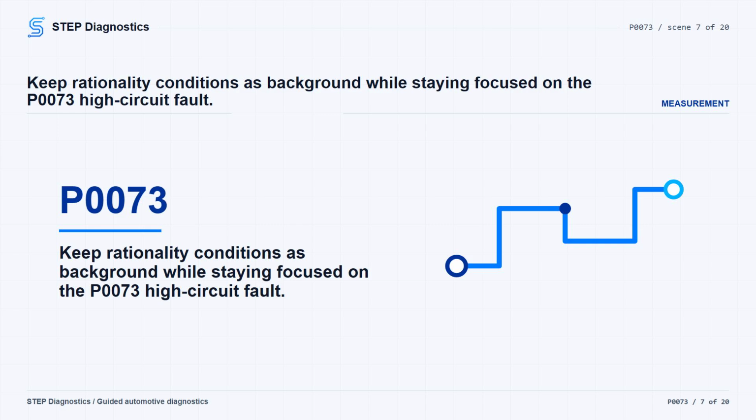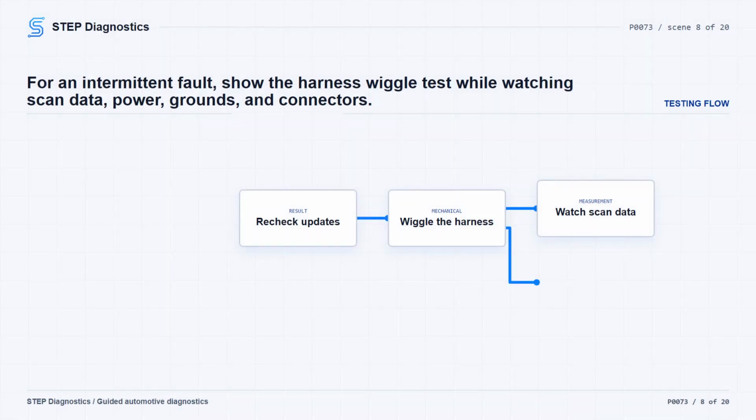Then erase the codes and operate the vehicle or system under similar conditions. If the code or condition comes back, continue testing. If it does not, treat it like an intermittent and try to duplicate the captured conditions instead of guessing. For an intermittent P0073, verify the failure mode is actually present before going deep into circuit testing. Recheck related flash updates and bulletins, then work the harness.